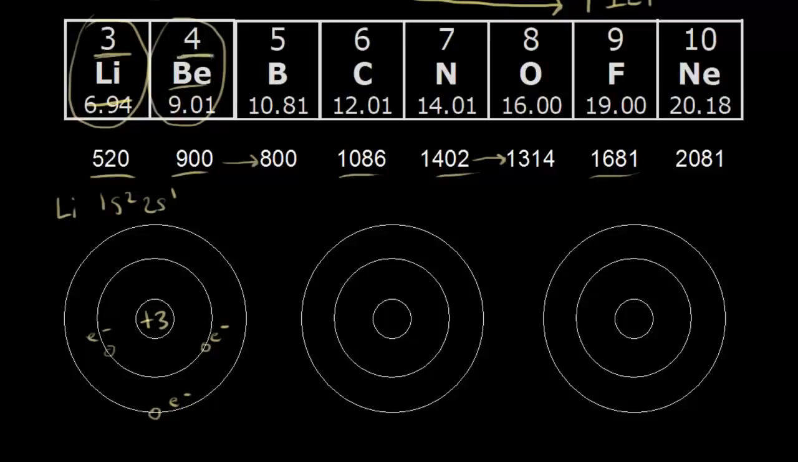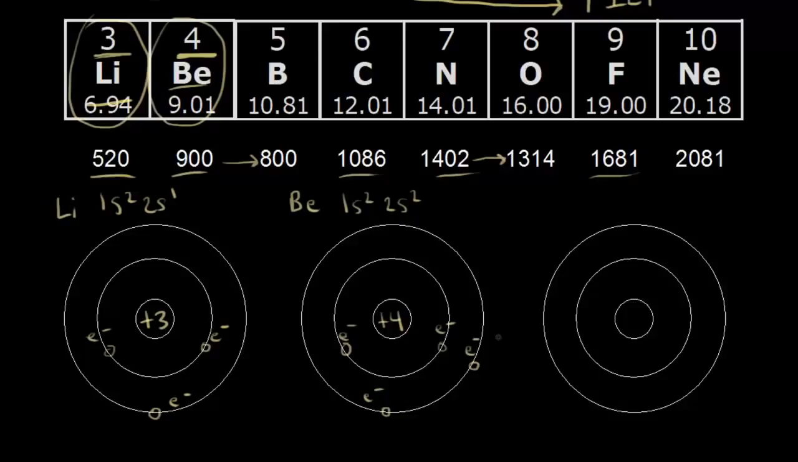For beryllium, atomic number of 4, so we have 4 protons in the nucleus. The electron configuration is 1s2, 2s2. In the first energy level, we have our 2 electrons, and in the second energy level, we also have 2 electrons, so a neutral atom of beryllium. Let's put in those 2 electrons in the second energy level. Again, these diagrams are not perfect, but they're just going to help us understand the simple concepts for figuring out this trend.